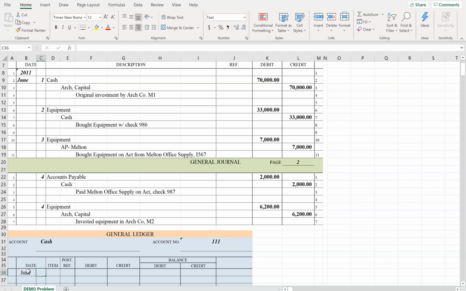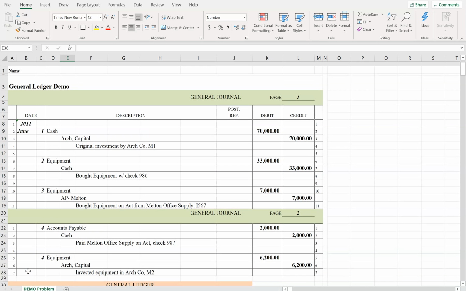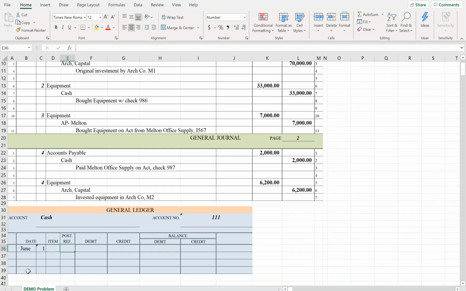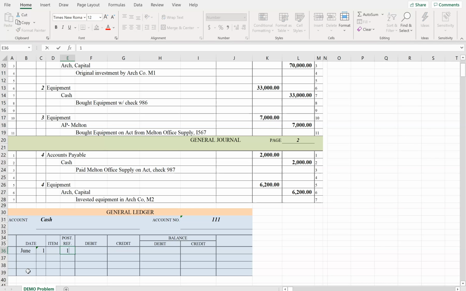Okay, so we'll plug in the date, June 1st. Same thing as with the journal, you have the column for the years. Don't worry about the year. I didn't give you enough room in the ledger to do that. So just put the month and then the date. For item, we're going to leave that blank. Post reference. So this is the page number from the journal that the posting is coming from. So like I said, the first entry is posted on page 1. So in the post reference, we're going to put 1. We then record the debit amount of $70,000.